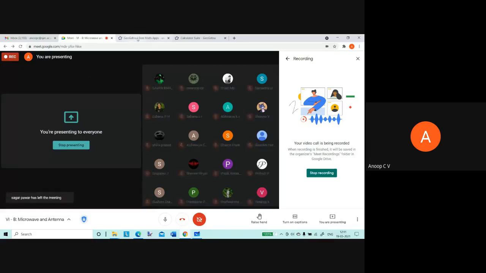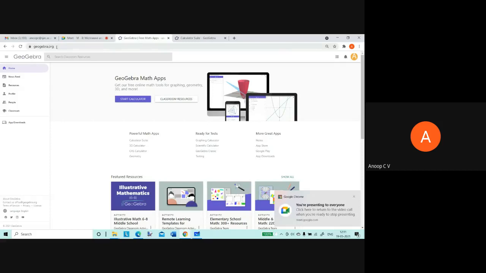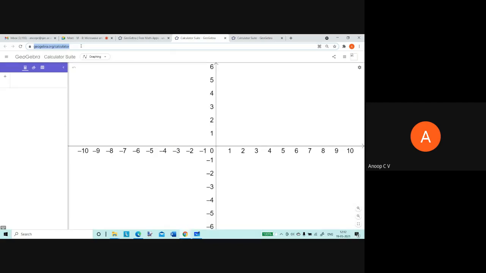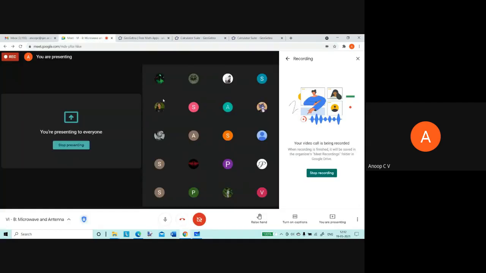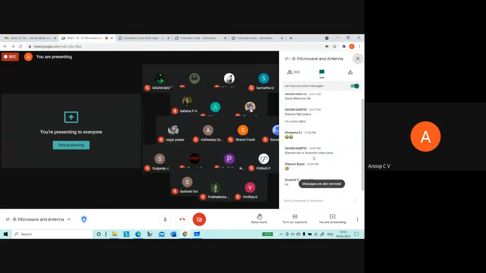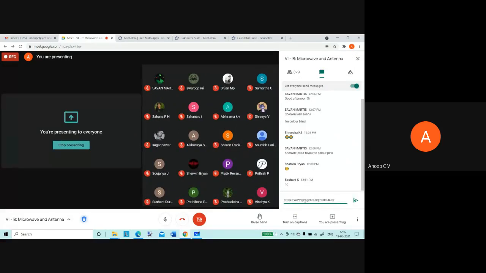If you are familiar with GeoGebra, go to geogebra.org, or the GeoGebra graphing calculator. You should use the GeoGebra graphing calculator, not GeoGebra Classic. I'll just Control C and Control V the link here in your chat window. You might already have used it. Even if you use GeoGebra Classic, you will be able to do that, but I think the graphing calculator is a bit more convenient.